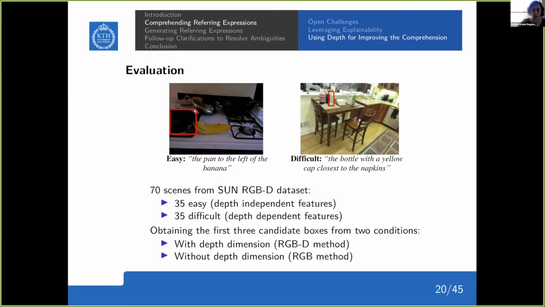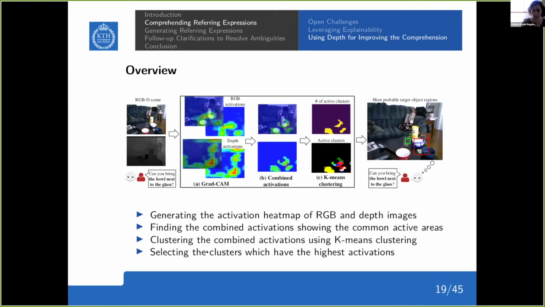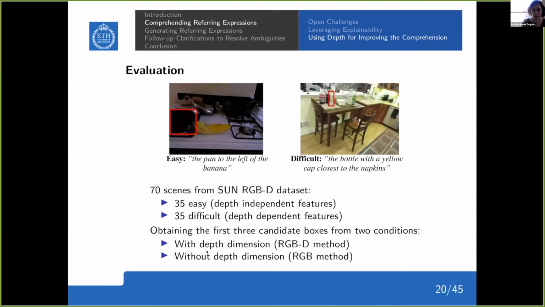And to evaluate our method, we compared the results with depth features and without depth features. The one that I just described is called the RGBD method in our results, with the depth features. And the one I explained before, from the RGB images with GradCam, is called the RGB method, and it tried to find the described regions without depth features.